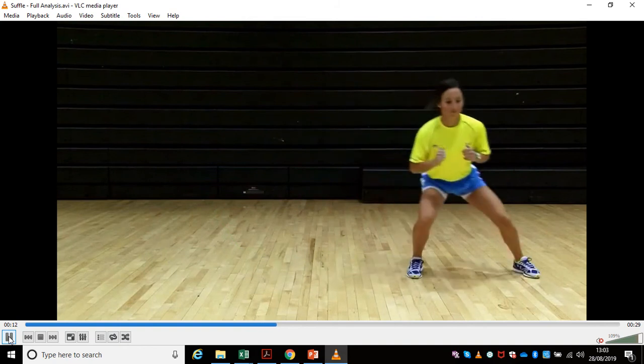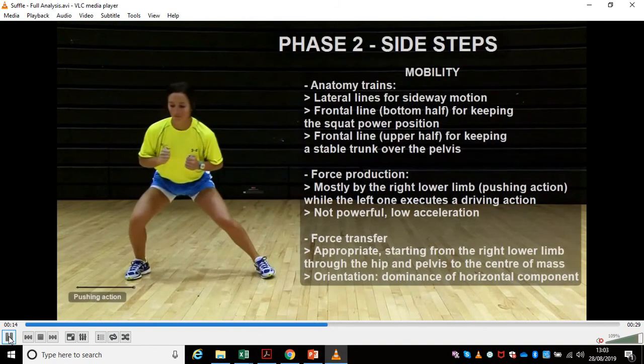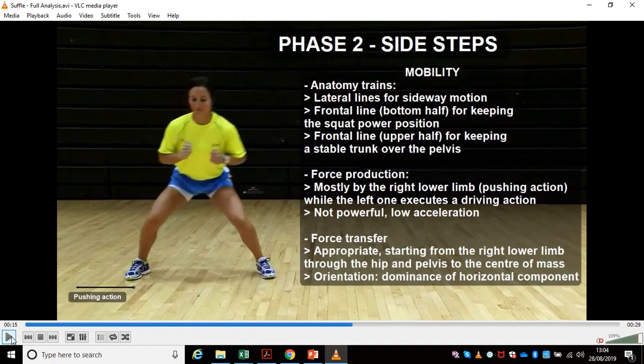The next phase is finalized to accelerating. So actually the mobility is replacing the stability aim. Again, we have a bunch of anatomic trains collaborating with each other and contributing to facilitate force production in this case, rather than force absorption, and drive the body toward the other direction. Again, the anatomic lines now are serving as producers of forces.